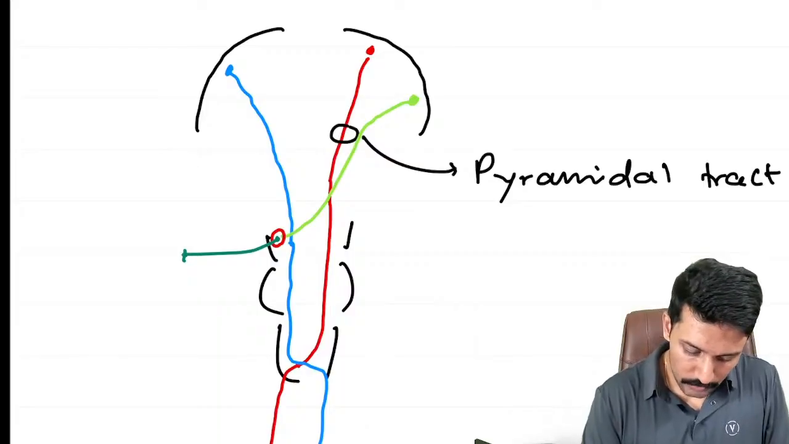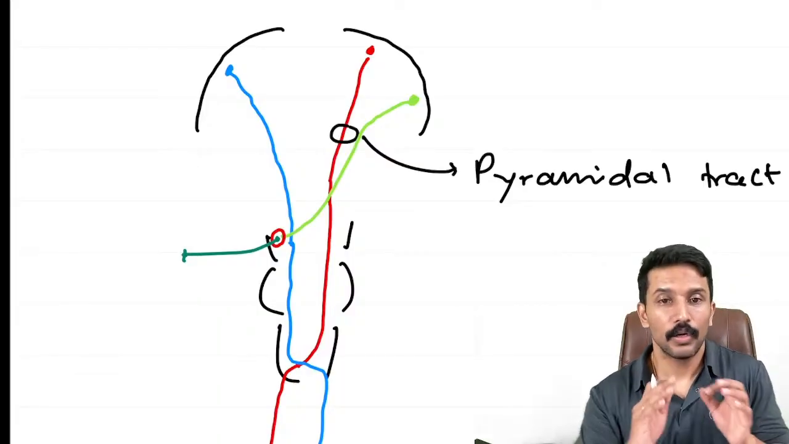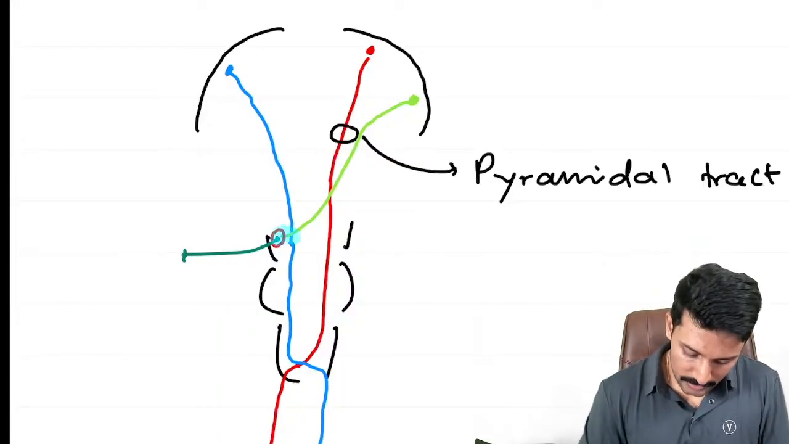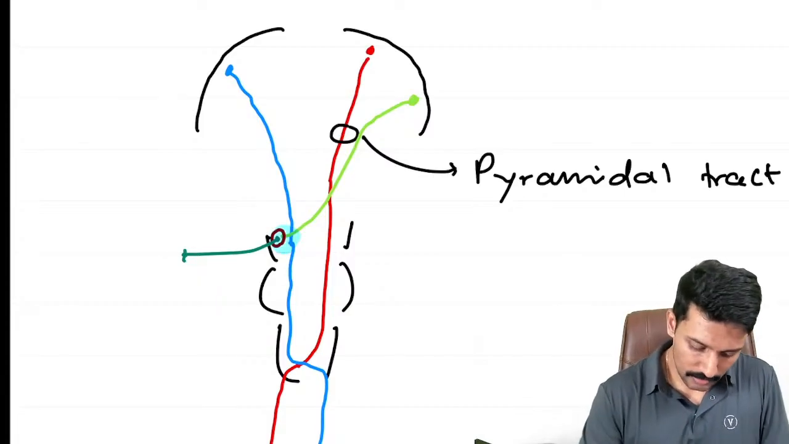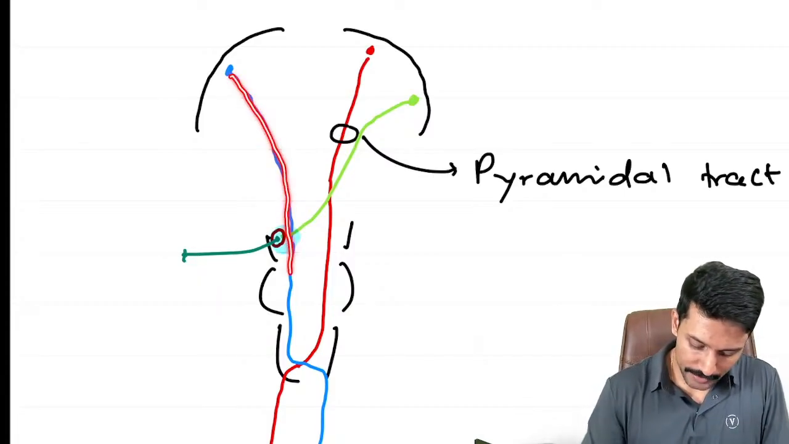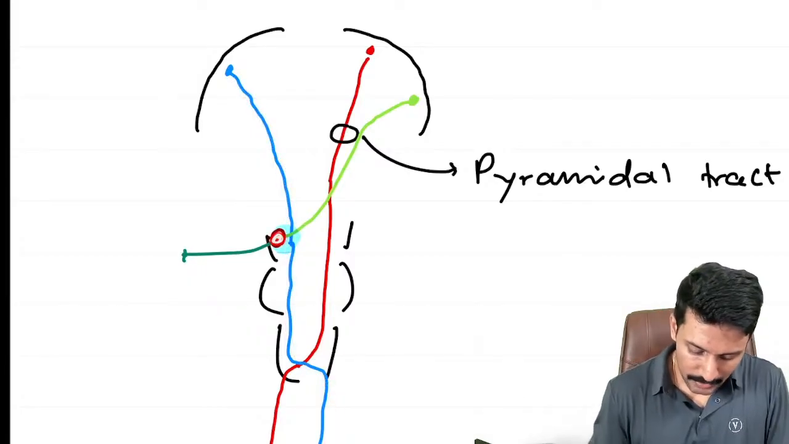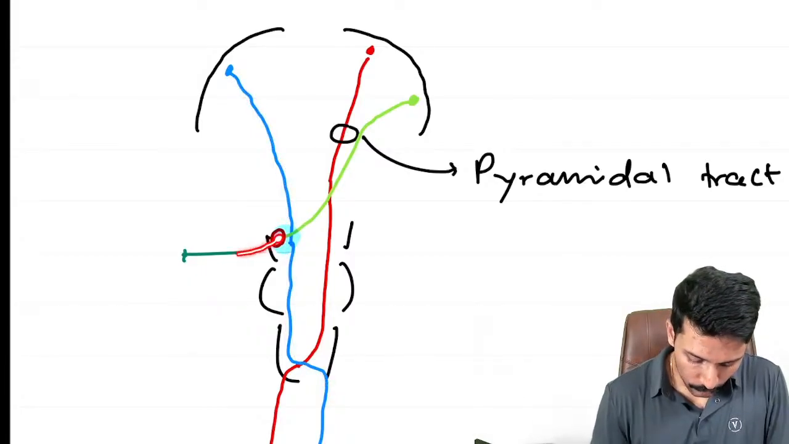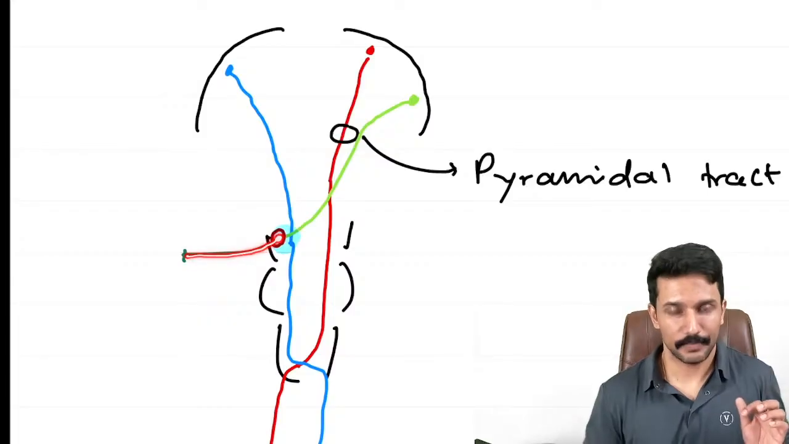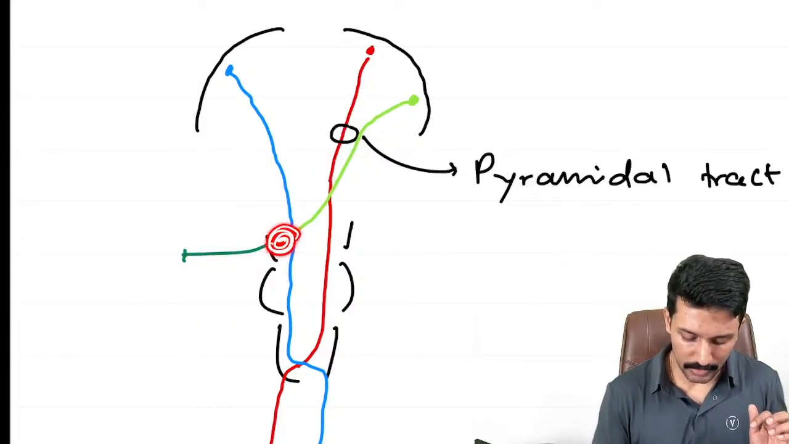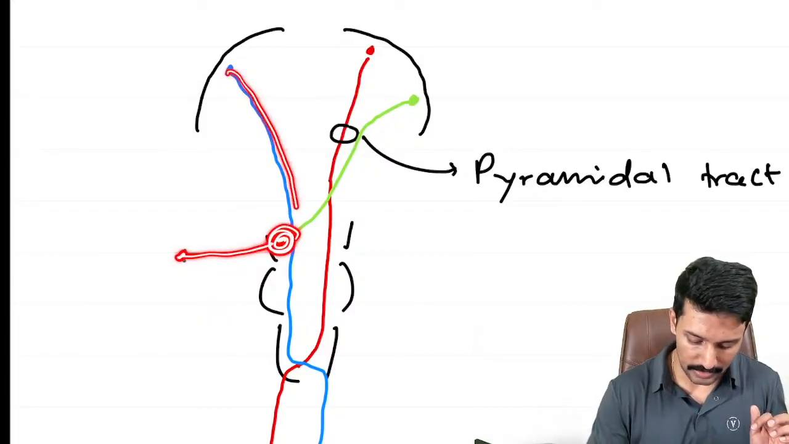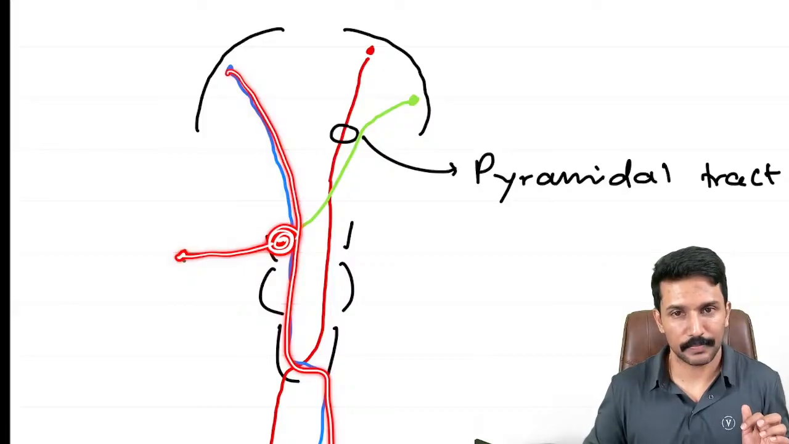Okay, so now whenever we cause damage to the brainstem, if I'm causing damage here, I'm causing damage to the UMN of the limb going to the opposite side, but I'm causing damage to the LMN of the cranial nerve on the same side. So if there is damage here, I will have ipsilateral cranial nerve palsy but contralateral hemiplegia.